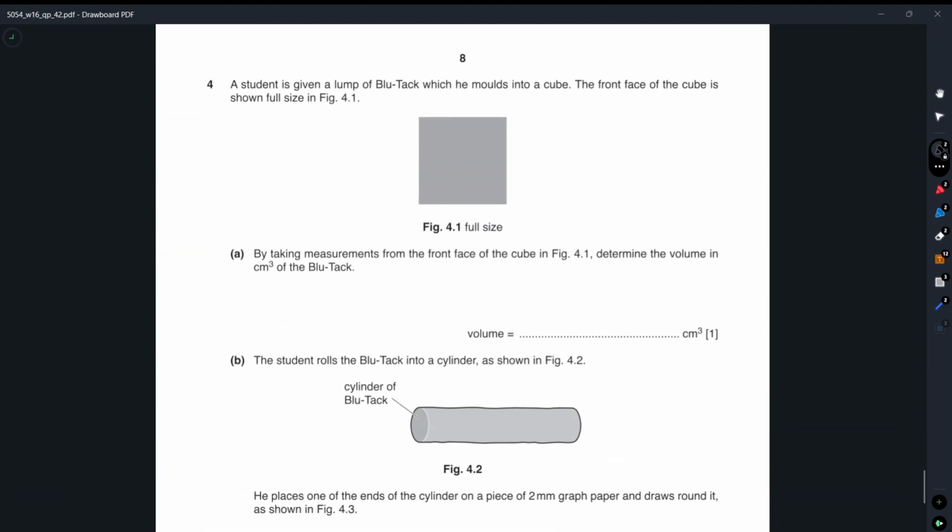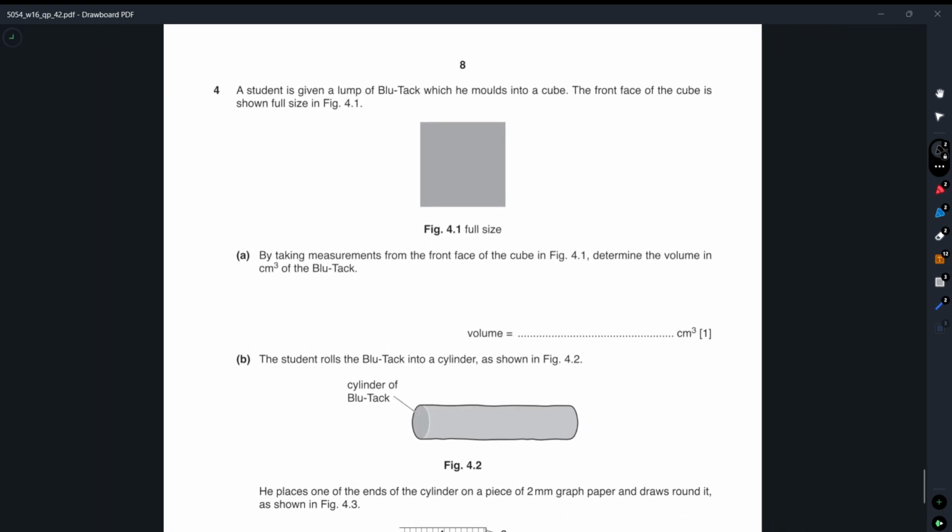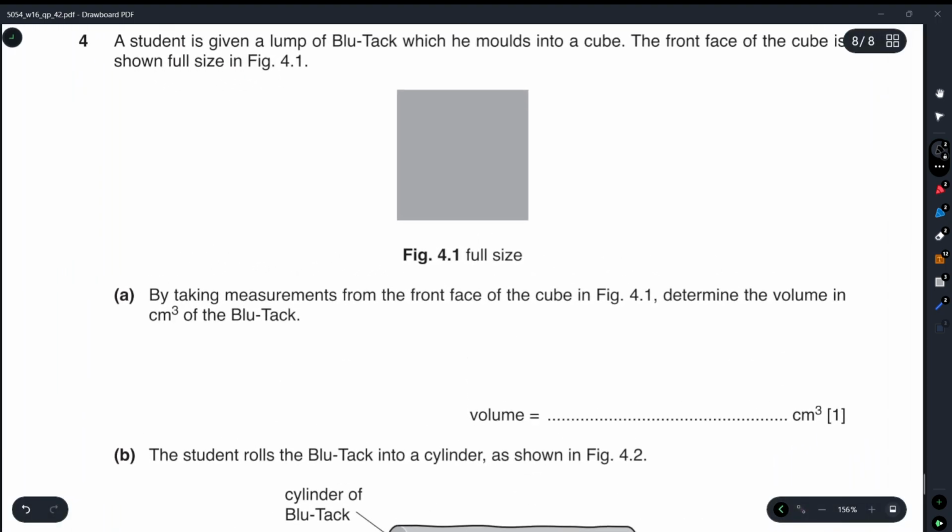Student is given a lump of blue tack which he molds into a cube. The front face of the cube is shown full size by mid-determined. ठीक है. So this right here was 100%. So I'm guessing this right here would be slightly more than 2 centimeters, maybe 2.5 or something like that. I could be completely wrong.